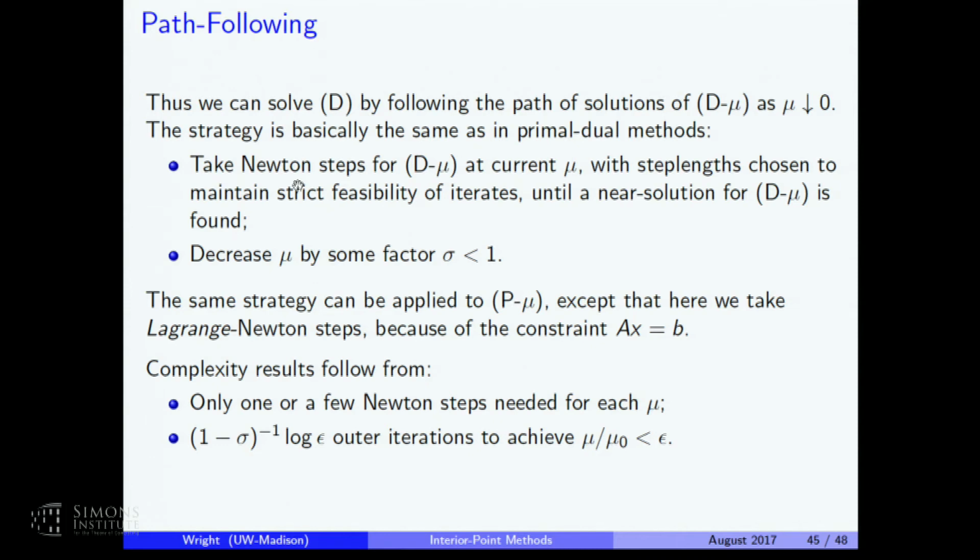So how do you get complexity results for this kind of approach? Well, you choose the sigma judiciously so that you only need to take one or a few Newton steps for each value of mu. Each time you decrease mu, you just take a couple of Newton steps. And therefore, the number of outer iterations, by outer iteration I mean each decrease of mu, the number of decreases of mu you need to get an epsilon decrease in the duality gap is 1 minus sigma inverse log epsilon. So that's how you get your complexity.